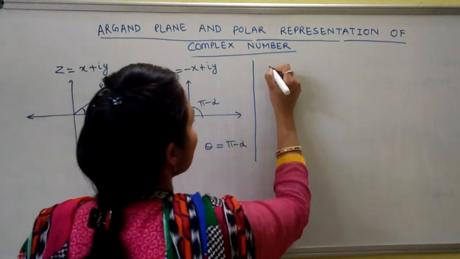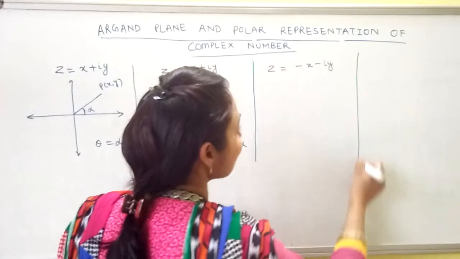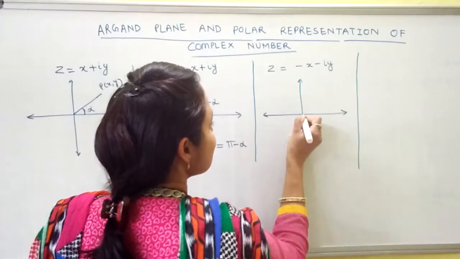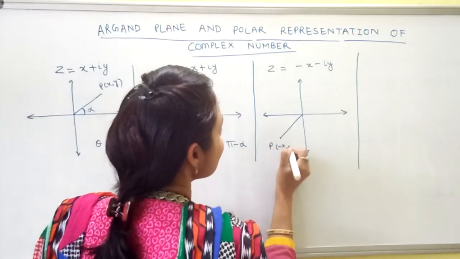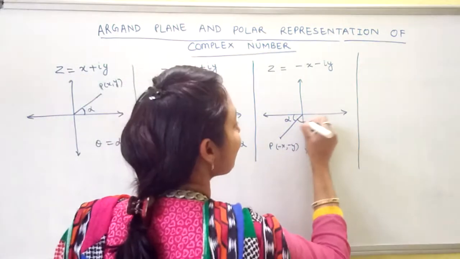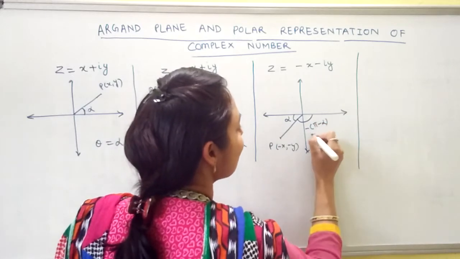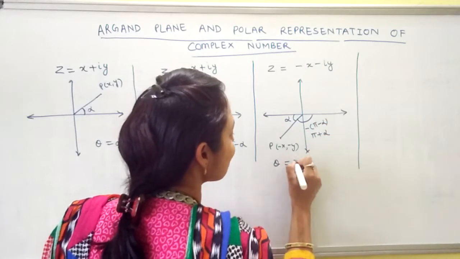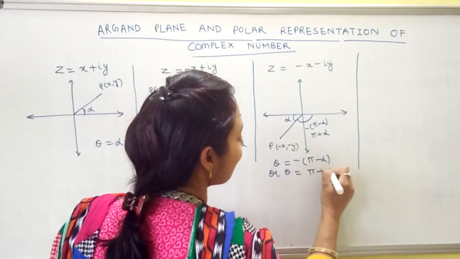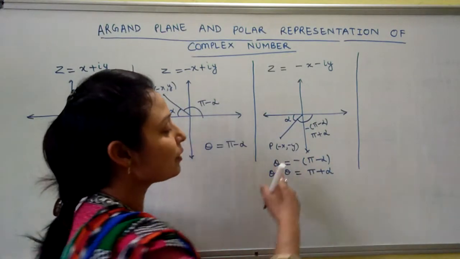Now third, when z is negative x, negative iota y, that means it lies in the third quadrant. This is the third quadrant, P at negative x and negative y. So this is alpha. How can we find theta here? We have two methods. First is minus pi plus alpha, and the second one is pi plus alpha. That means theta is equal to negative pi plus alpha, or theta is equal to pi plus alpha. Most of the time we will use the first angle.